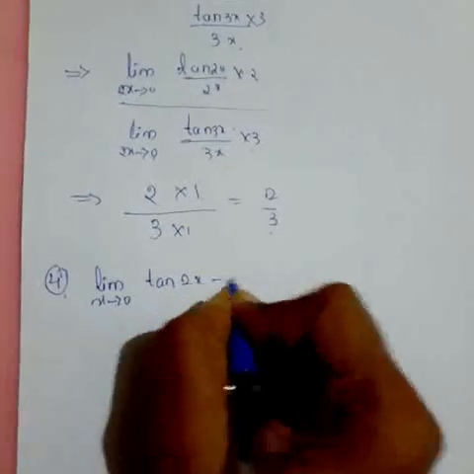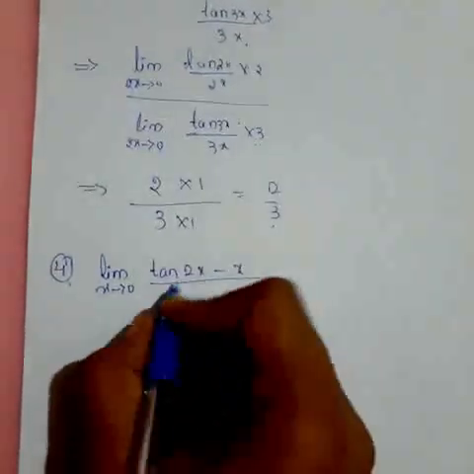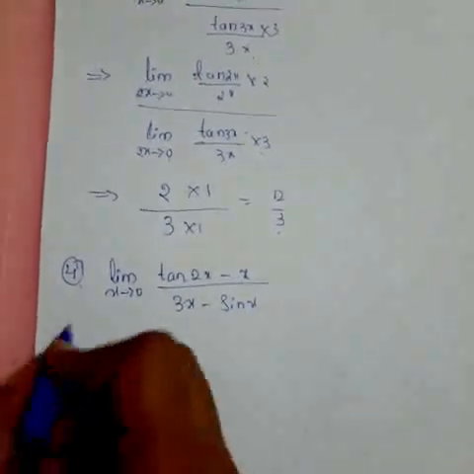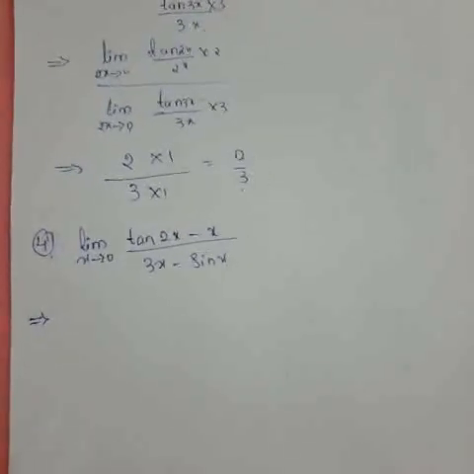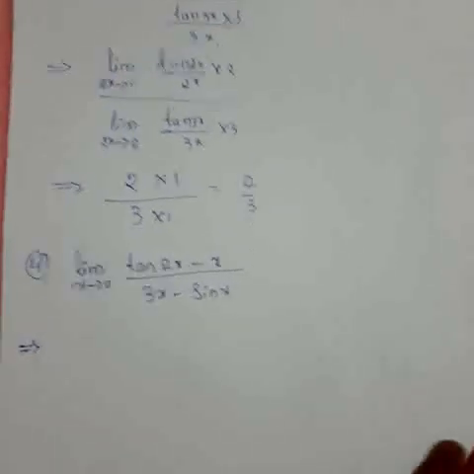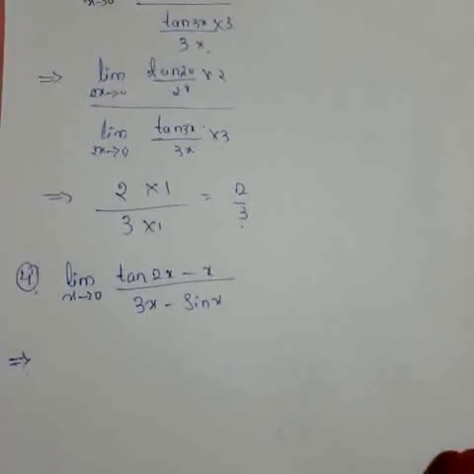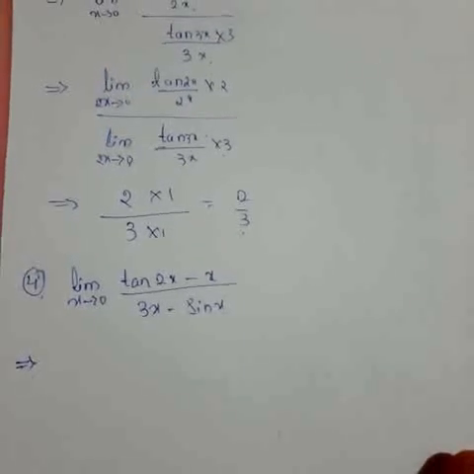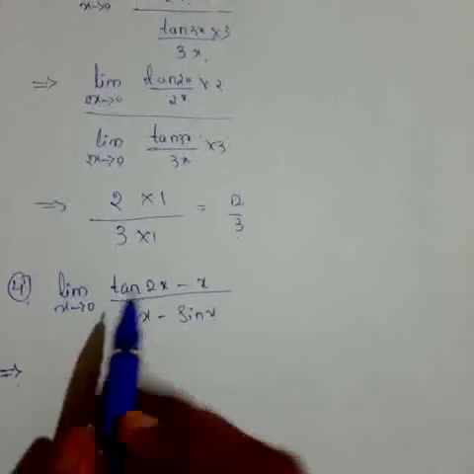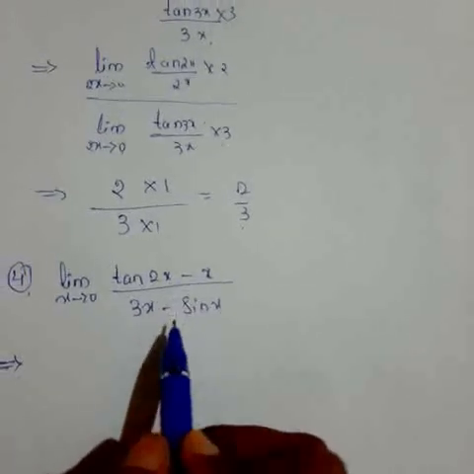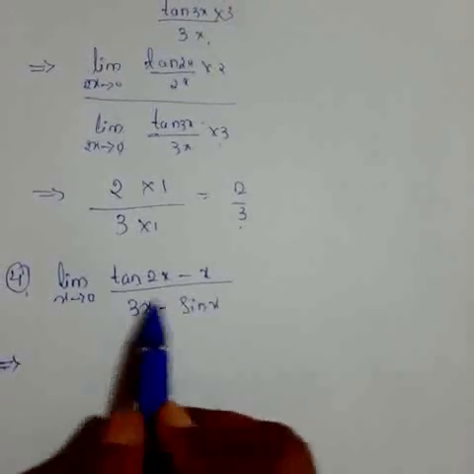tan 2x minus x, whole divided by 3x minus sin x. Then how to do this one? Think how to do here. First, divide numerator and denominator by x.